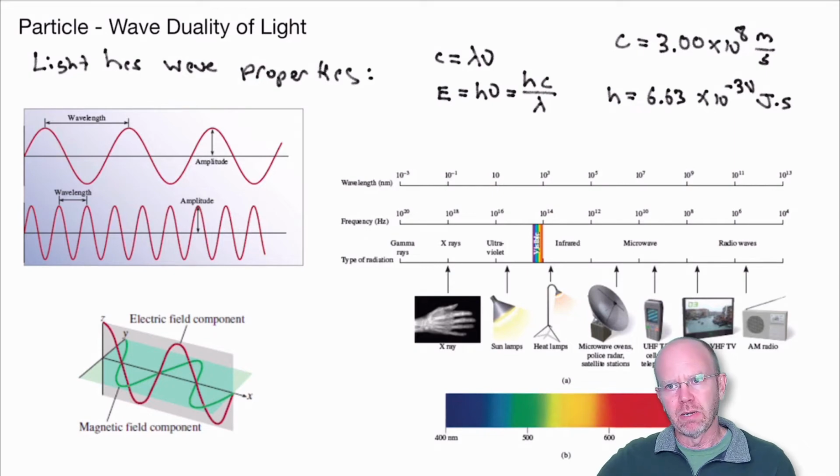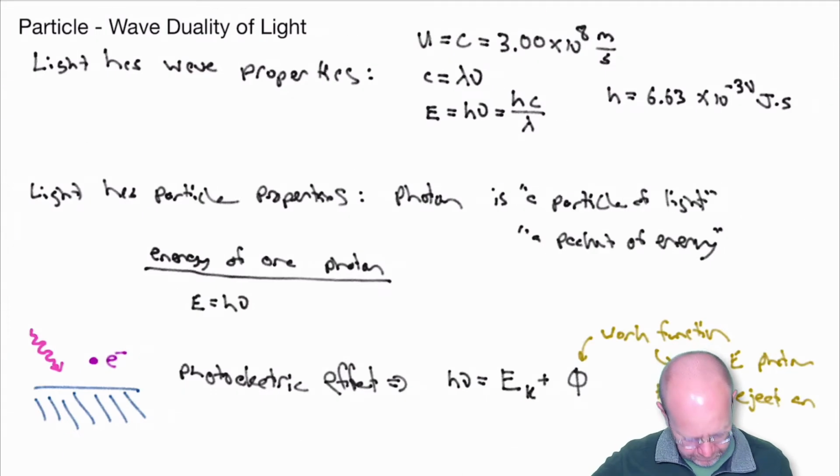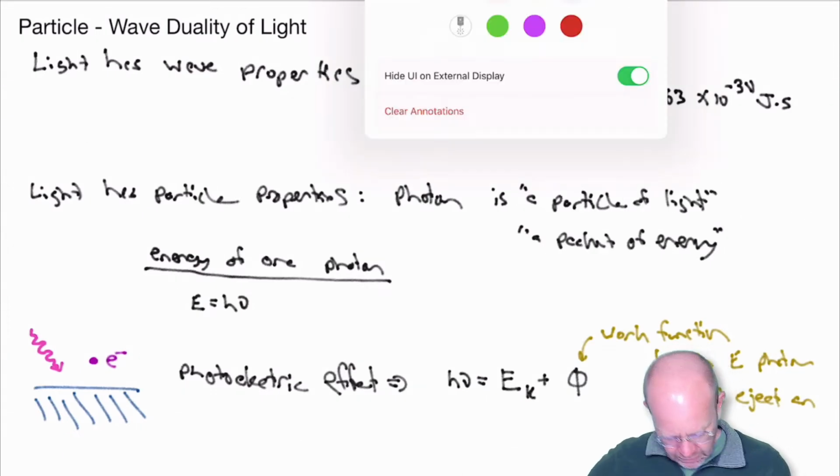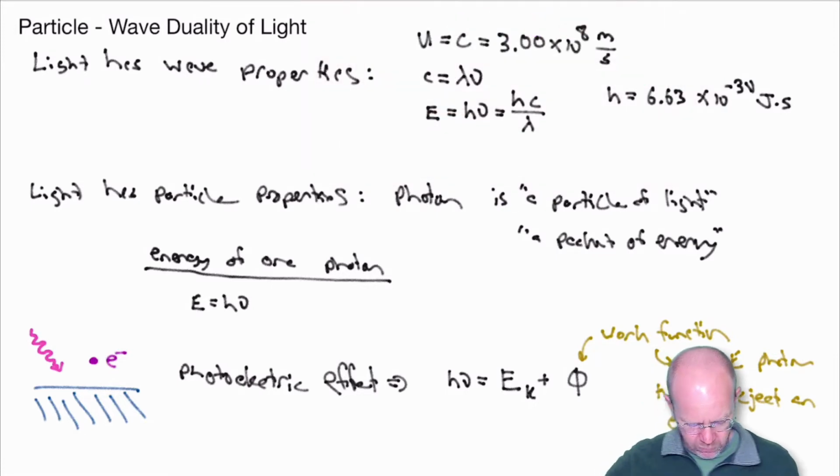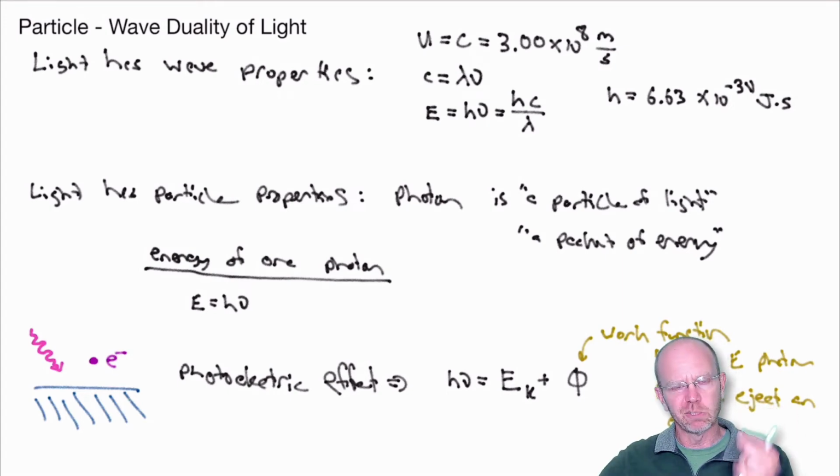Now let's talk a little bit about the particle nature of light. So light has a particle nature as well, and the way this was discovered was something called the photoelectric effect, and Einstein sort of postulated that this is what was happening. We think about the particle of light as a photon, a small packet of energy that is the smallest quantum of light that you can imagine.